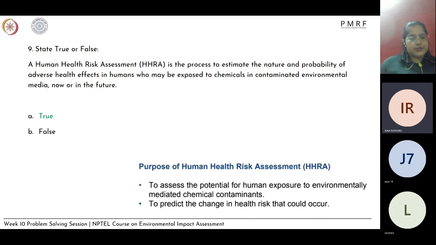Okay, so the correct answer is true. The human health risk assessment is the process to estimate the nature and probability of adverse health effects in humans who may be exposed to chemicals and contaminated environmental media now or in the future. So A was the correct answer.